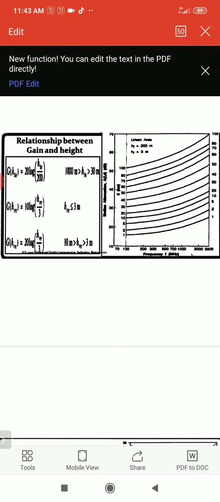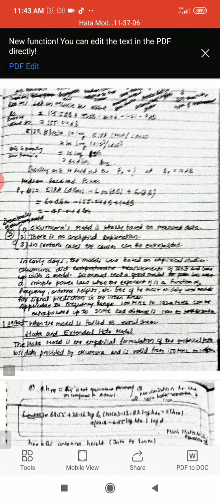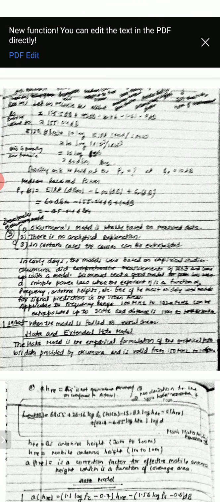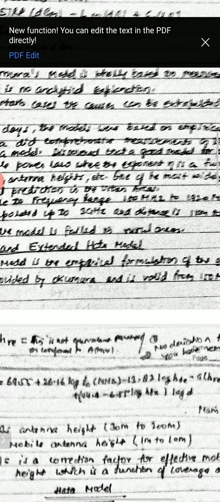Today our topic is the Hata model. The Hata model is a simple model. It is an empirical formulation of the graphical path loss data provided by Okumura and is valid from 150 megahertz to 1500 megahertz.